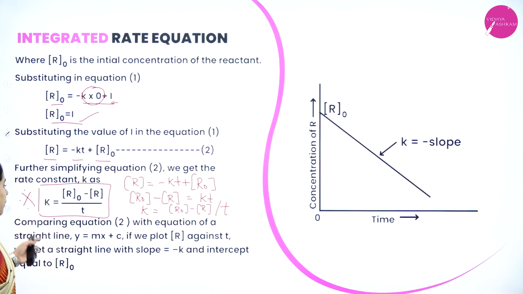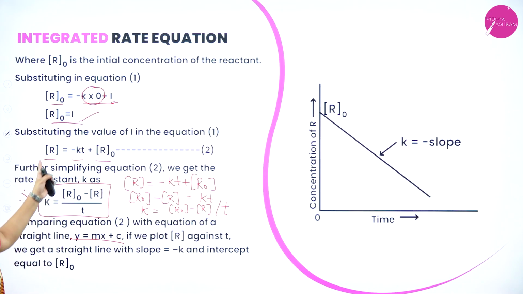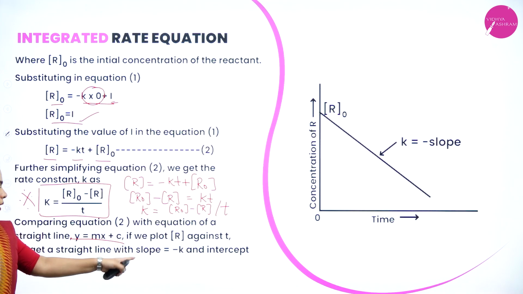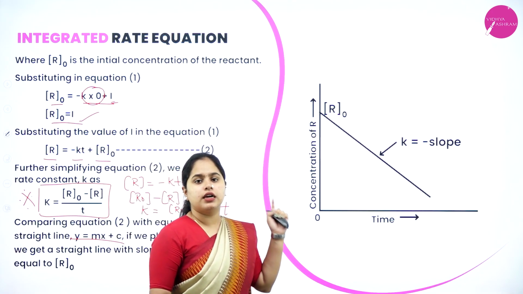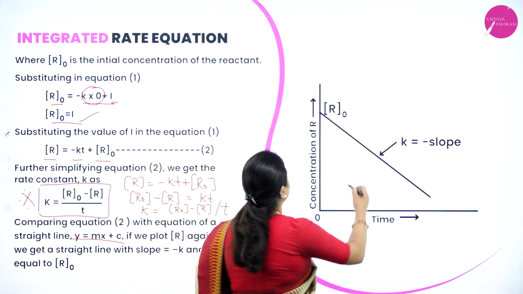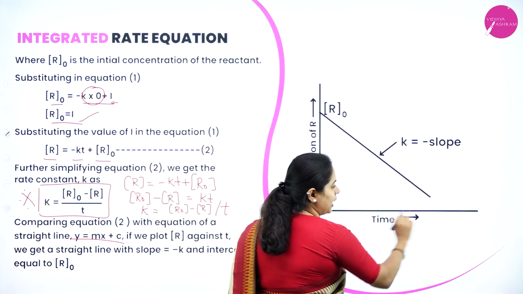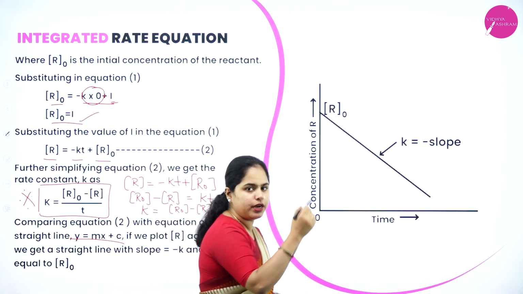Now comparing equation 2 with the equation of a straight line, y is equal to mx plus c. If we plot R against t, we get a straight line with slope minus k and intercept equal to R0. That means if you are plotting a graph here, this is the graph for a zero order reaction. If you plot a graph between R, the concentration of reactant, and time, what happens to the concentration? It will decrease, right? So you will get a graph like this. It will be decreasing.